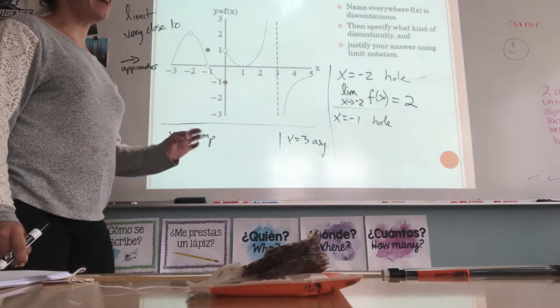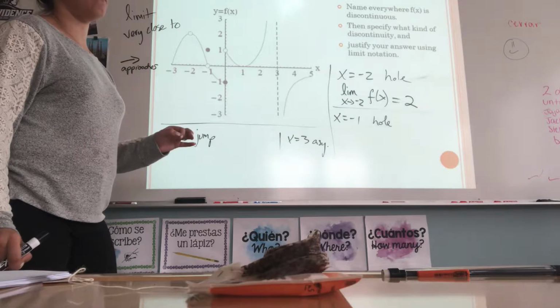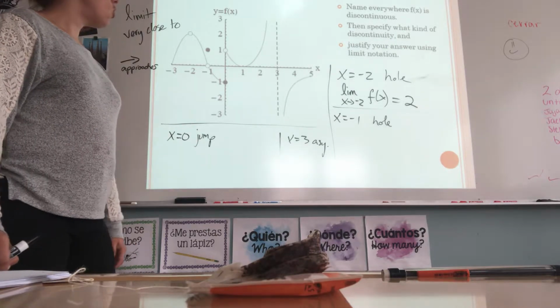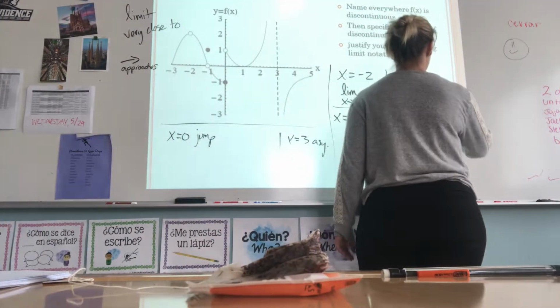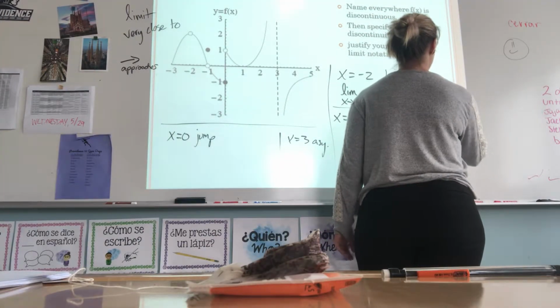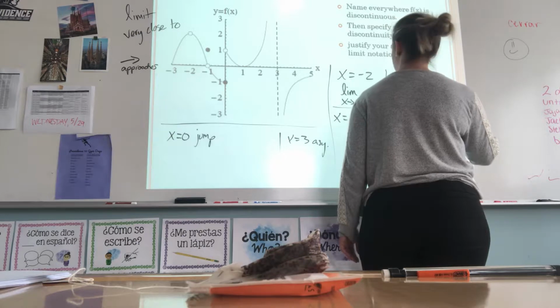So you're not at 2, but you're really, really close to 2. That's the idea of a limit. What about, let's just write it right here, the limit as x approaches -2.